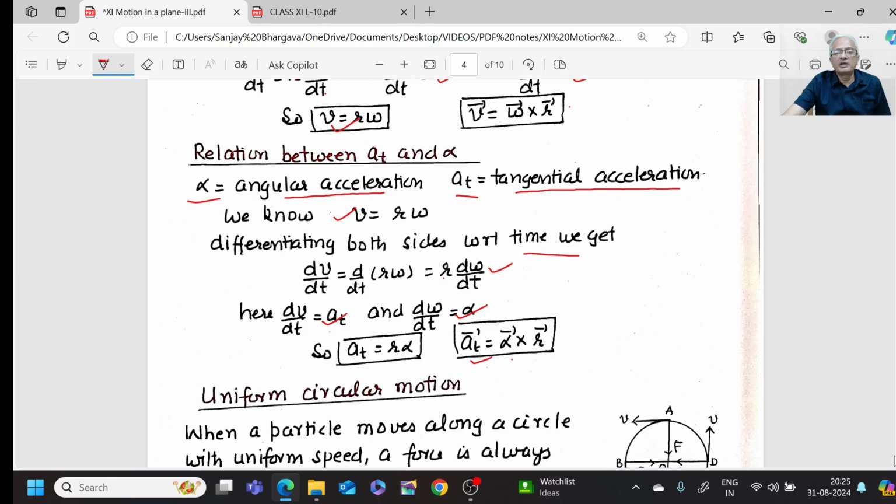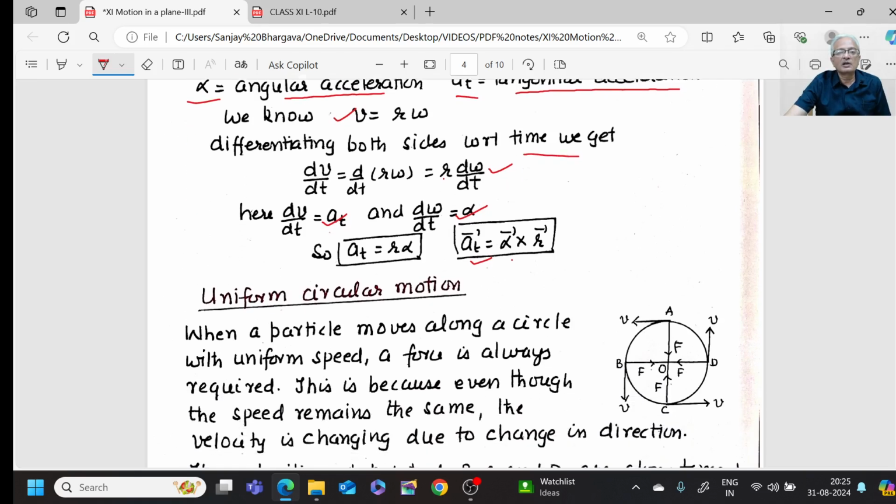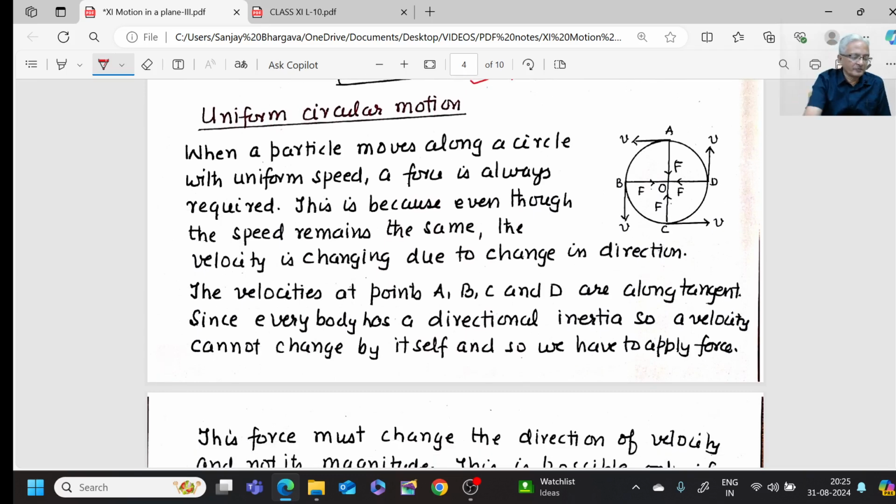Now let us pick up the discussion of uniform circular motion. When a particle moves along a circle with a uniform speed, a force is always required. This is because even though the speed remains the same, the velocity is changing due to change in direction. So at the point A, the direction of the tangent gives the direction of velocity, hence the direction of motion. So you can see at points A, B, C and D, at every point the direction of velocity is different. That means in circular motion, though the magnitude of the velocity may be the same, the direction of velocity is changing.